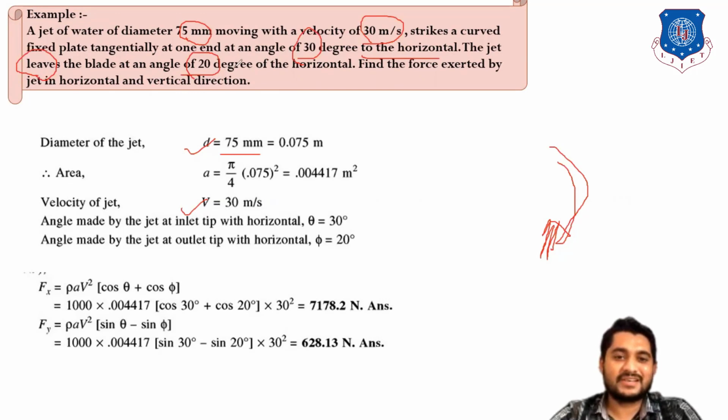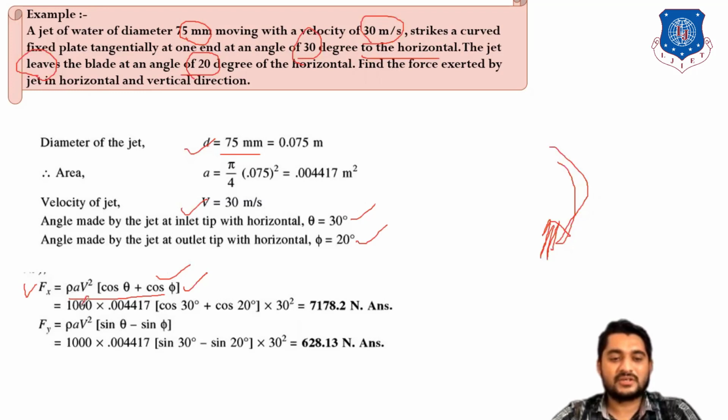So here the clear case is that both the angles are different. So we have to take the inlet angle as theta and the outlet angle as phi. So this is an unsymmetrical case. For the unsymmetrical case, remember students, Fx will be rho a v square (cos theta plus cos phi). Here in examination, you don't need to remember this equation. Dear students, you just have to draw the rough sketch and derive the equation. Then after, in one step only, you will definitely get this equation. So Fx will be rho a v square (cos theta plus cos phi).